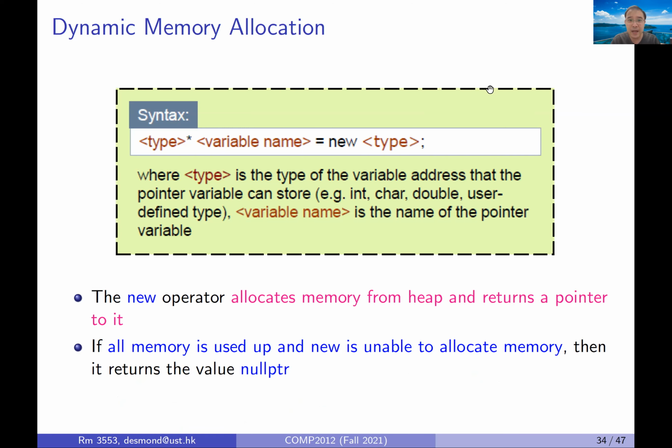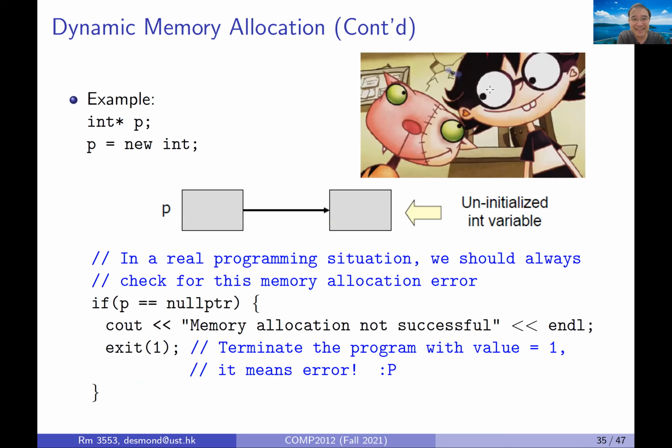Now, example. int star P, we get this guy. New int, I get this guy. This guy is a poor guy, no name. But we get back the address of this guy and put it in P. So that's why I know your address. This is the pictorial description of all this.